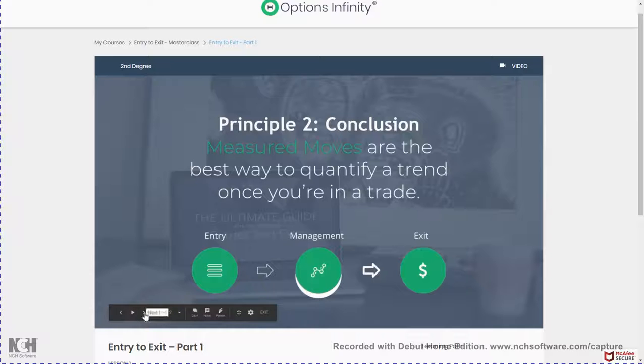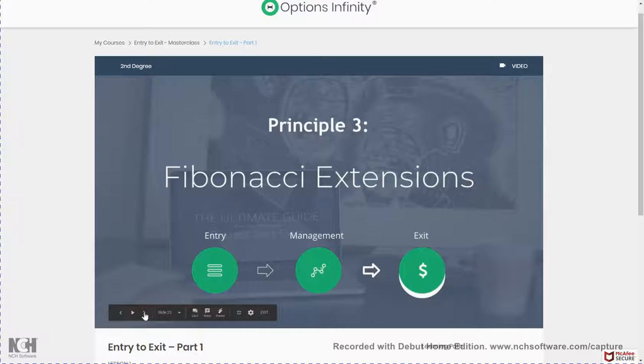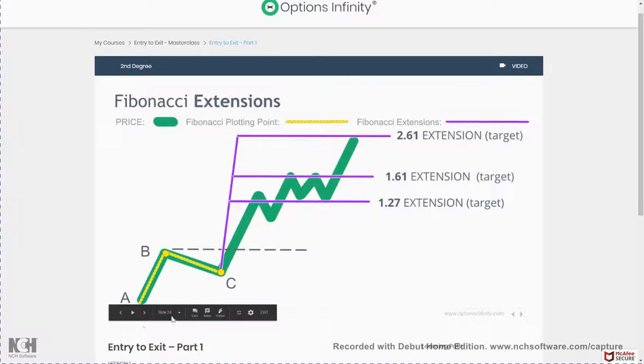Now, the other nice thing about the measured move is once you have that, you can apply Fibonacci extensions automatically to your charts. Once you have the measured move, you can come in and click at A, drag to B, drag to C, and you get the Fibonacci extensions, the 127, the 161, the 261. 68% of the time it's going to reach the 127.